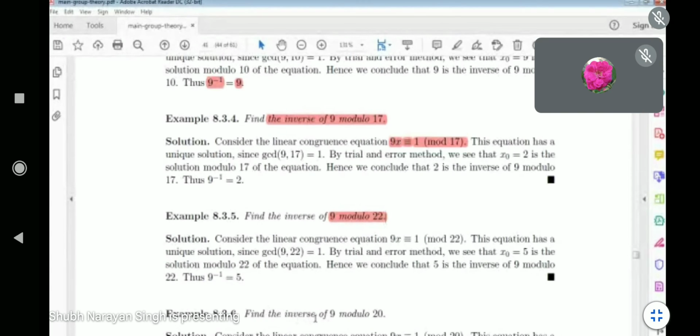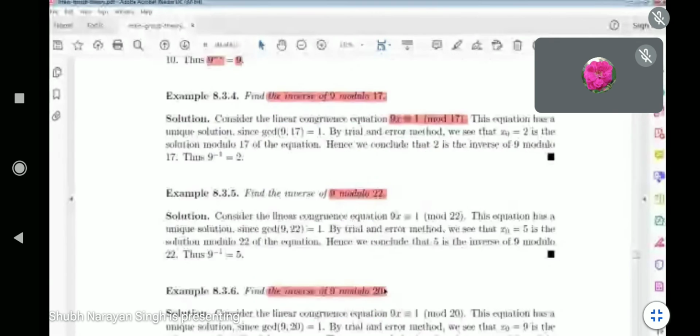Same question: in modulo 20 system, what will be the inverse of 9? 9, sir. Okay, so 9 into 9 is 81, 81 minus 1 is 80. Yeah, good. Your answer is correct.